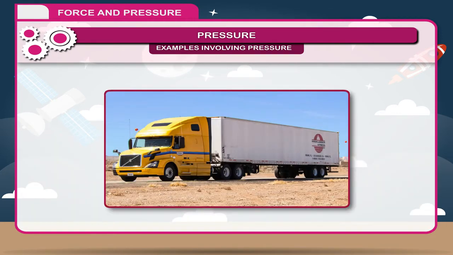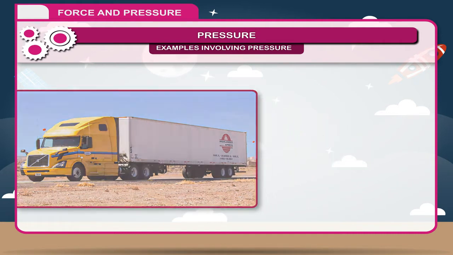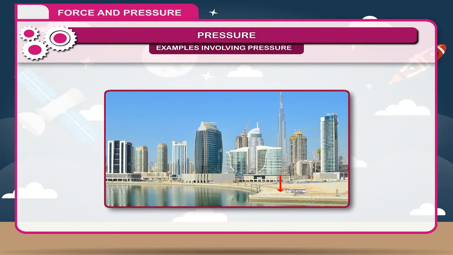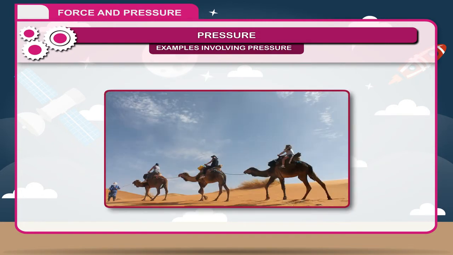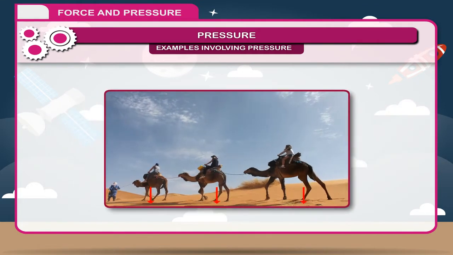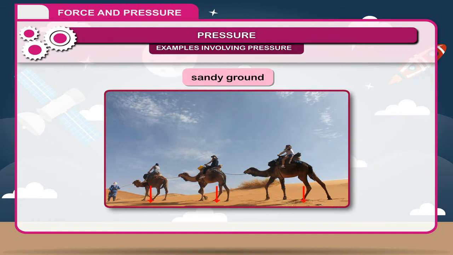2. Heavy trucks have 6 to 8 tires instead of the conventional 4. This is done to increase the area of contact between the tires and the road, because of which the pressure on the ground is reduced. 3. The base area of a high tower or a tall building is quite large, so that the ground is able to withstand the pressure of the building. 4. Animals like camels can walk easily in a desert as compared to horses because camels have broader feet. The broad feet exert less pressure on the sandy ground.